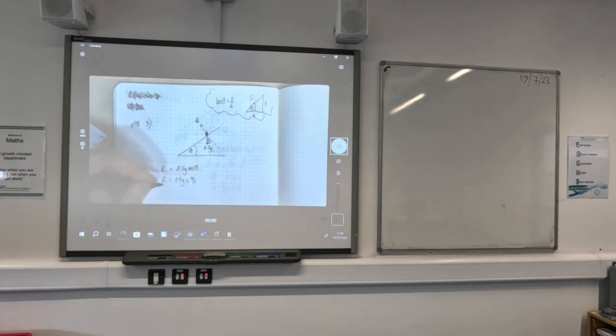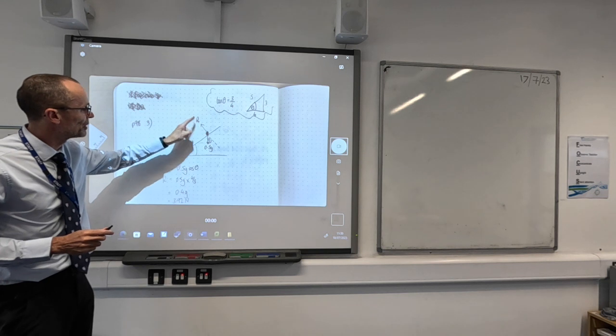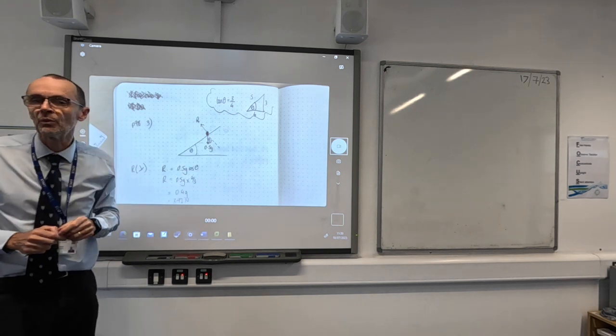And so that's 0.4 g, which is not a very big value. So we've got 3.92 newtons. Right. So that's the normal reaction force. So you've just got this force pushing up and the component of the weight pulling down.